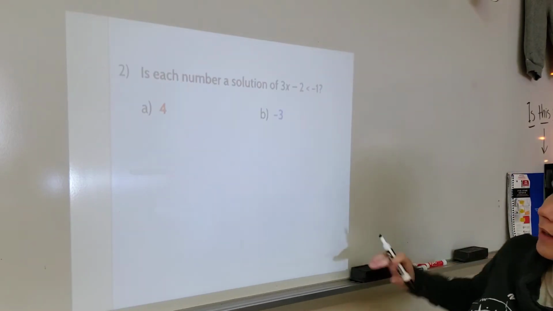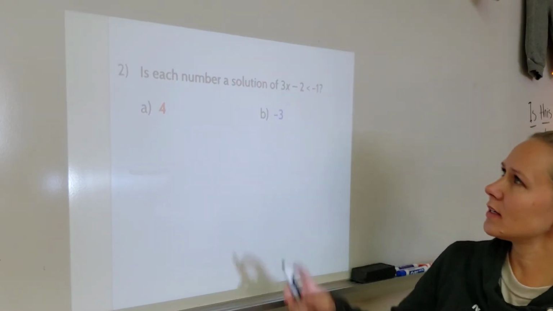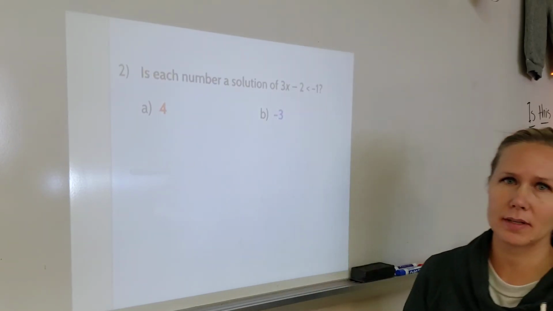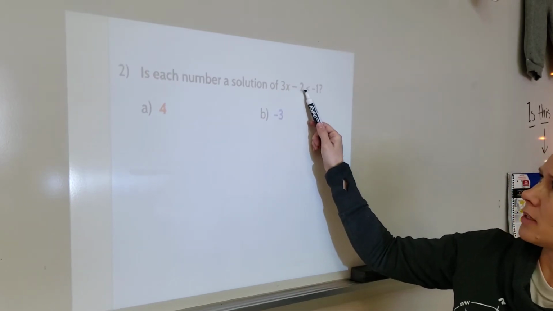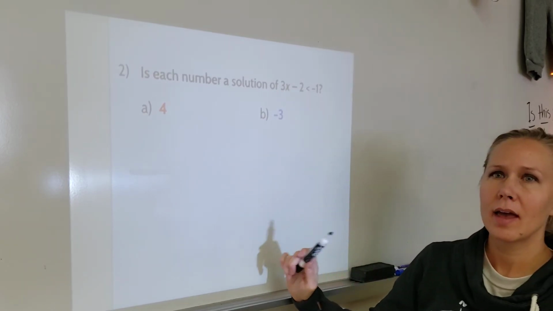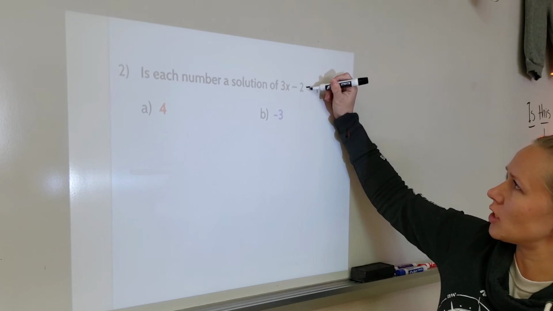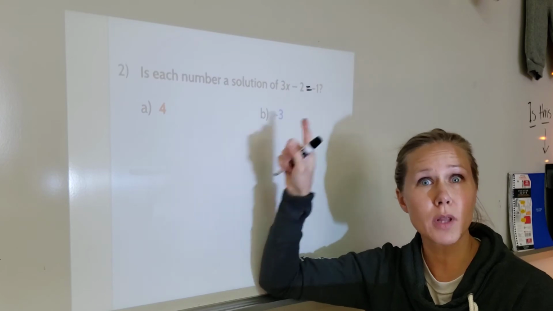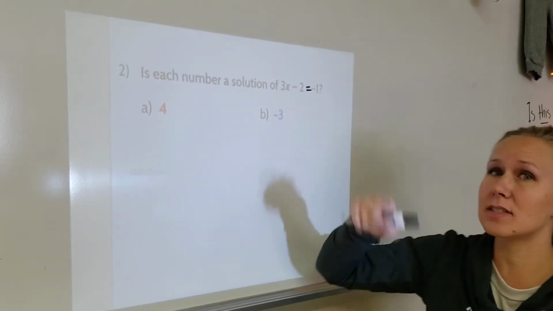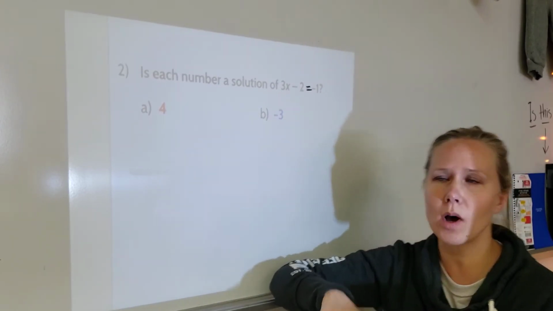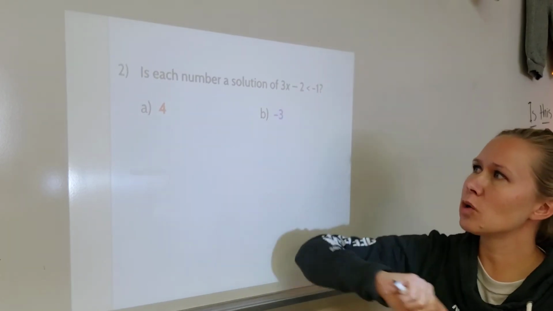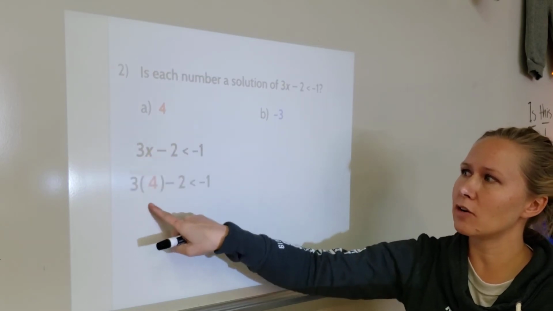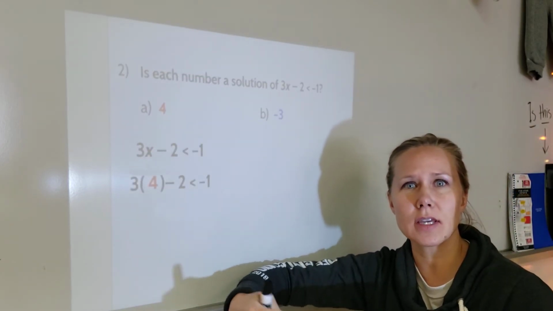That was example 1. Let's try example 2. We're going to test to see if each of these numbers is a solution to this inequality statement. It says 3 times x minus 2 is less than negative 1. Now think about if this was an equation, if I change this to an equal to sign, and I asked you, is 4 a solution? What would you do? Well, you plug it in, right? You plug this right in here for x to see if it's true. Same thing with an inequality. If I'm asking you if 4 is a solution, you take that inequality and we're going to plug 4 right in here for x. And we're going to ask ourselves, is this true?